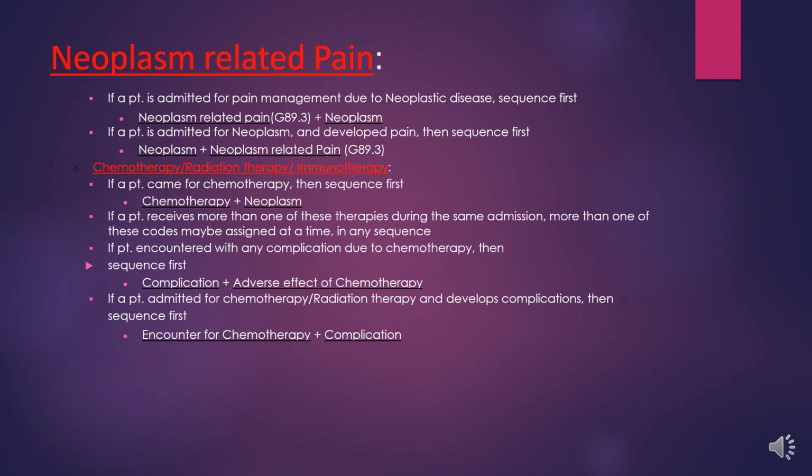sequence first neoplasm related pain, G89.3. If a patient is admitted for a neoplasm and developed pain, then sequence first the neoplasm, and then neoplasm related pain, G89.3.